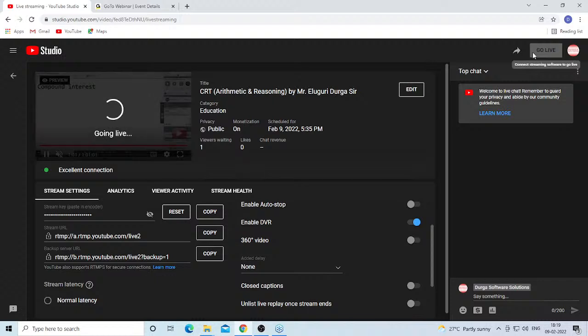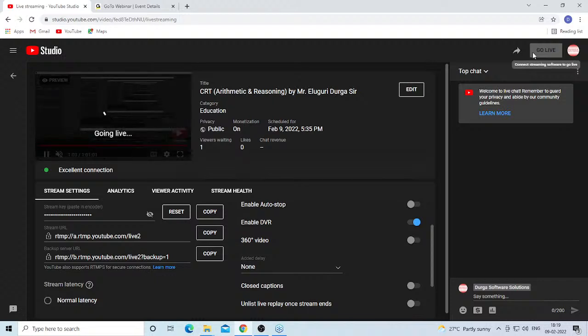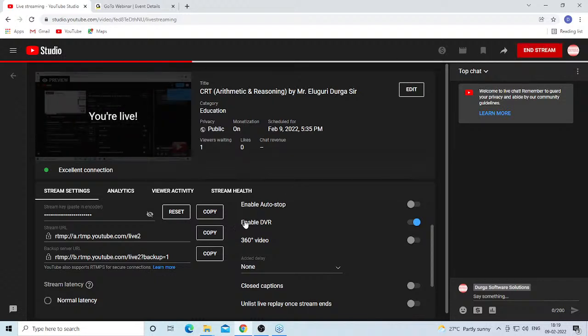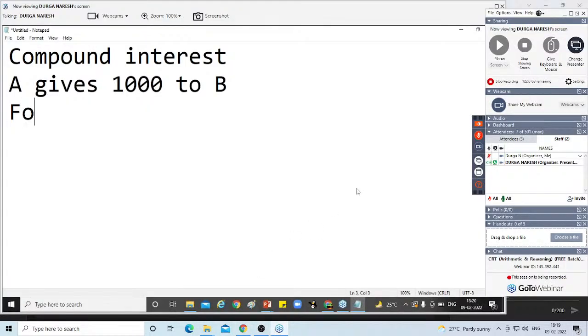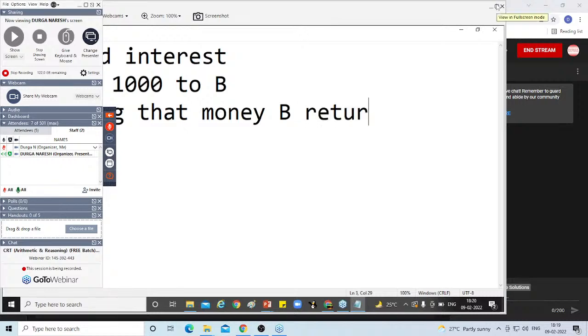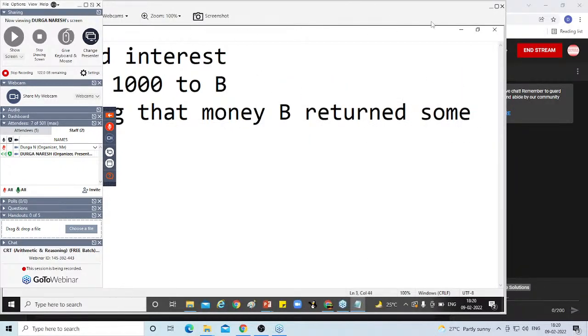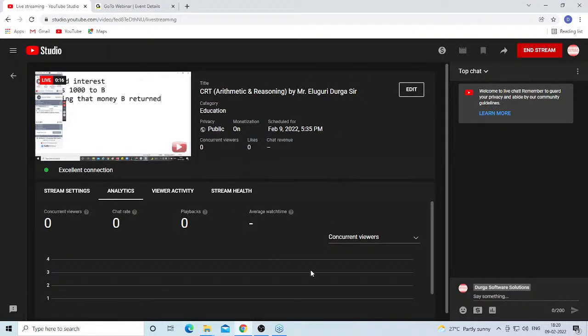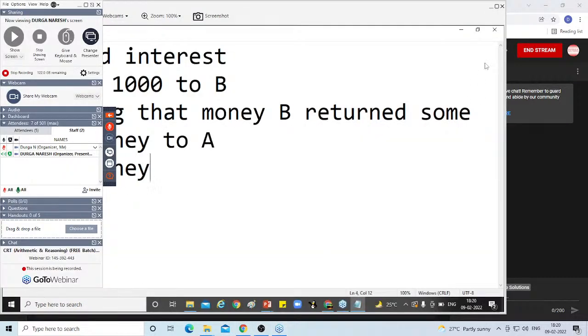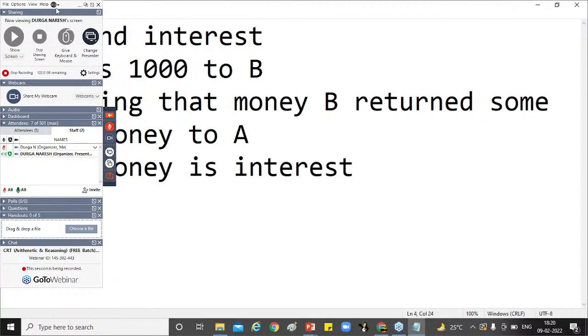Whenever A gives 1000 rupees to B for using that money, B returns some extra money to A. Extra money is called interest. It may be simple or compound.